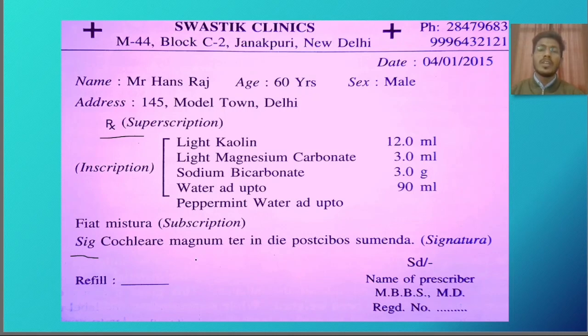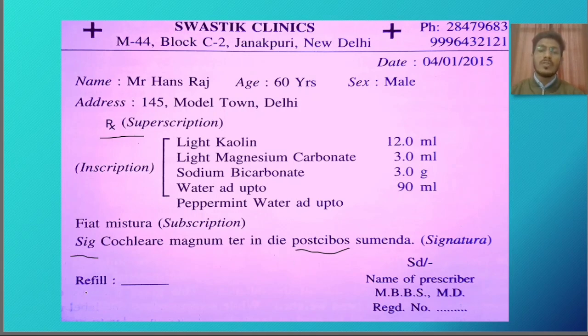Cochlear magnum here means 1 tablespoon, and ter in die means 3 times a day. Post cibos: cibos means food or meal, and post means after. So it will be after meal, and sumenda means to be taken. So the instruction for the patient from the pharmacist will be 1 tablespoon full 3 times a day after meal should be taken by the patient.